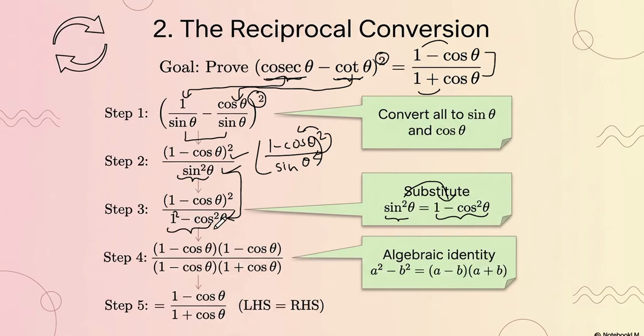So if we apply the a square minus b square identity in the denominator, it will become a minus b, a plus b. In the numerator, 1 minus cos theta the whole square. So x square, how to write x square? x square can be written as x multiplied by x. Similarly, 1 minus cos theta the whole square we can write as 1 minus cos theta into 1 minus cos theta. And in the denominator we have applied a square minus b square, that is a minus b, a plus b.